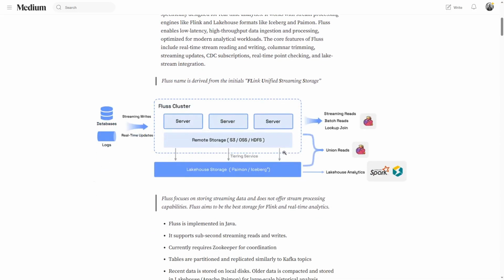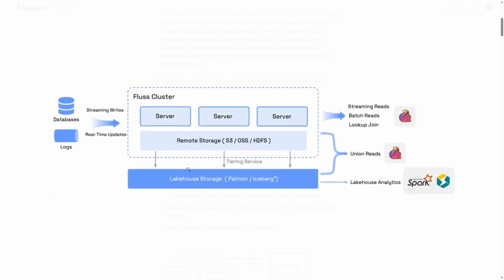At a high level, we have this Fluss cluster which has servers which are compute engines and which will be serving the requests for ingestion as well as for consumption. We have remote storage where the offloading happens, and then we have a tiering service, which even further moves data from remote storage to a lakehouse format, which can be Paimon or Iceberg.